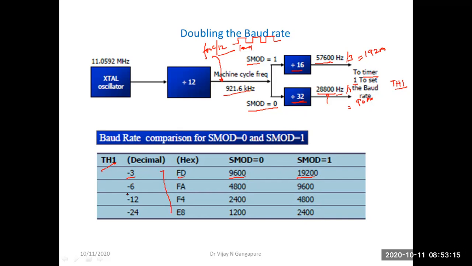In this way we can generate variable baud rate, as well as we can double the baud rate simply by making the SMOD bit 1.